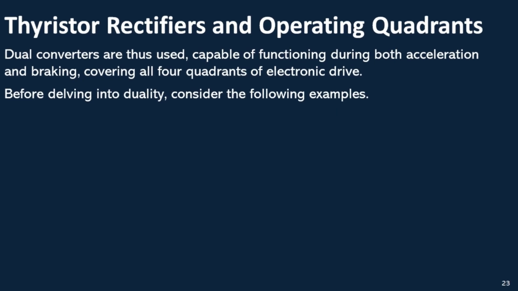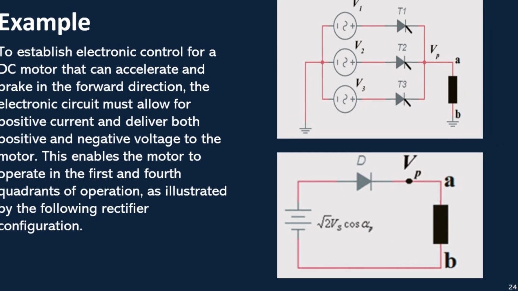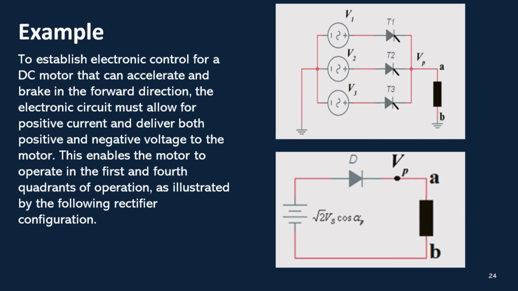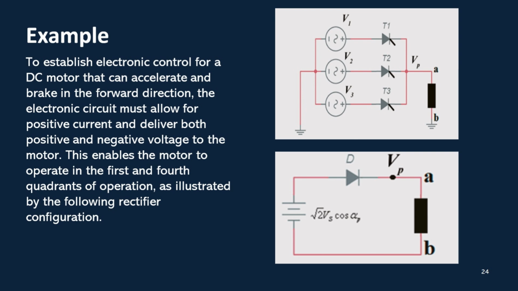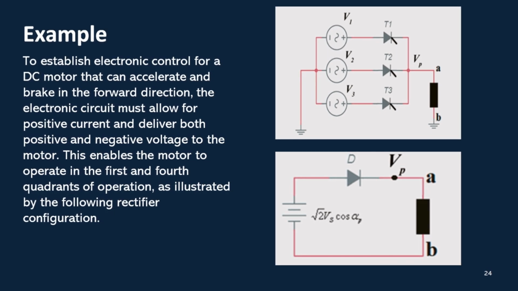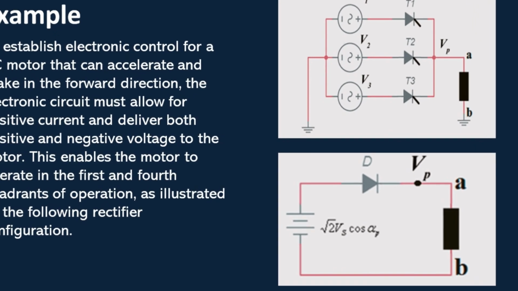Before delving into duality, consider the following examples. To establish electronic control for a DC motor that can accelerate and brake in the forward direction, the electronic circuit must allow for positive current and deliver both positive and negative voltage to the motor. This enables the motor to operate in the first and fourth quadrants of operation, as illustrated by the following rectifier configuration.